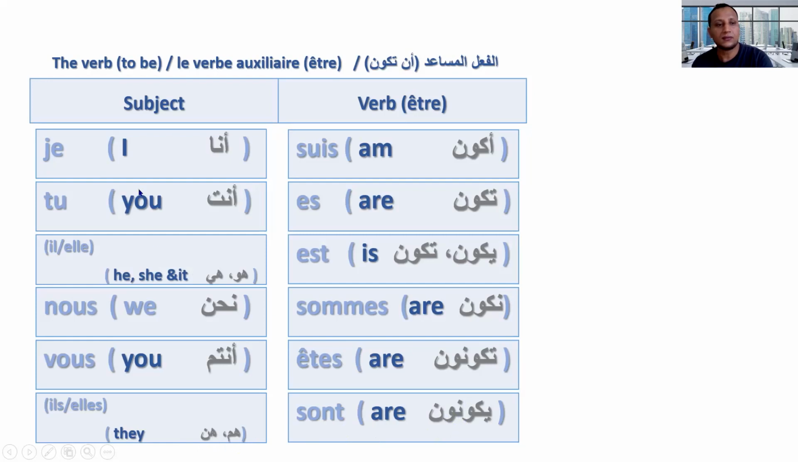Okay, guys, again, we are studying the first auxiliary verb. It's a really helpful verb. It helps the main verb to convey its meaning clearly, as we said, and to show which tense the main verb is formed, or to form interrogative or negative sentences. The first commonly used one is the verb to be, le verbe être, le verbe auxiliaire être, الفعل المساعد أكون أو أن تكون.